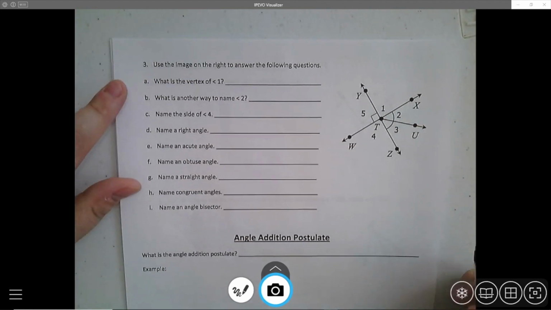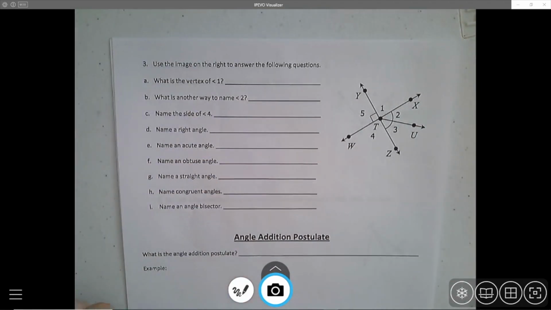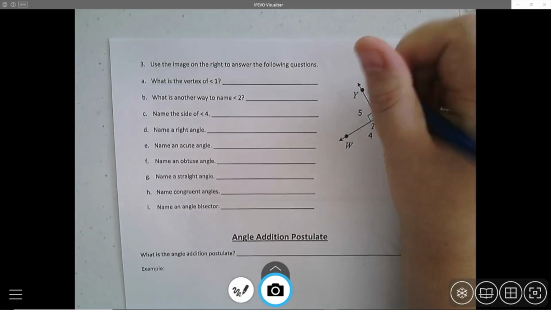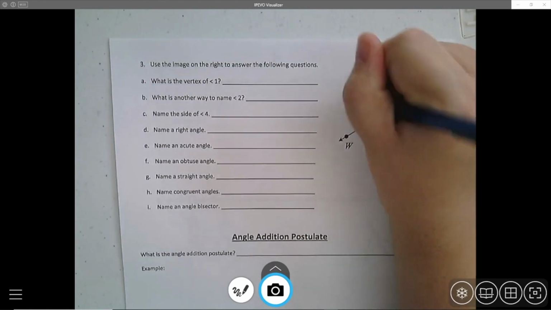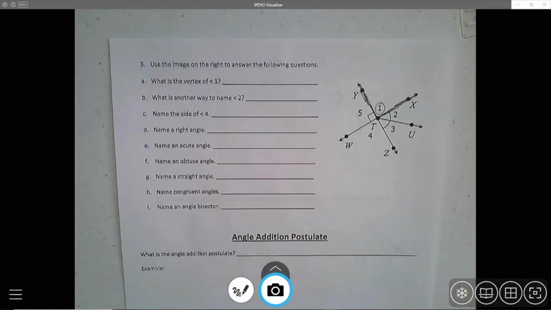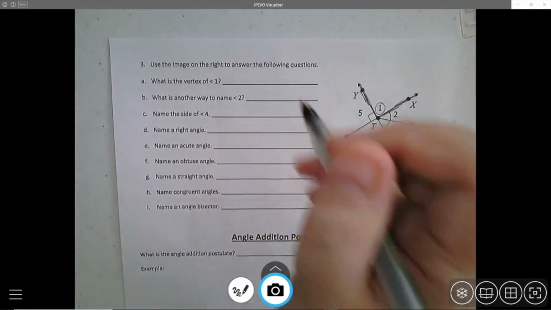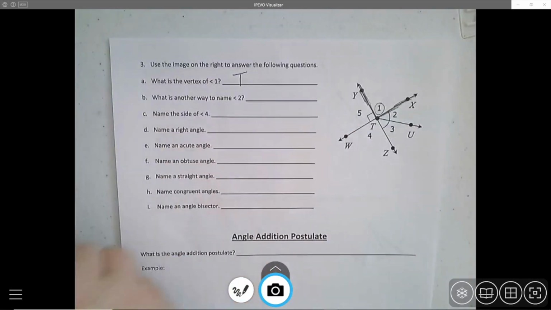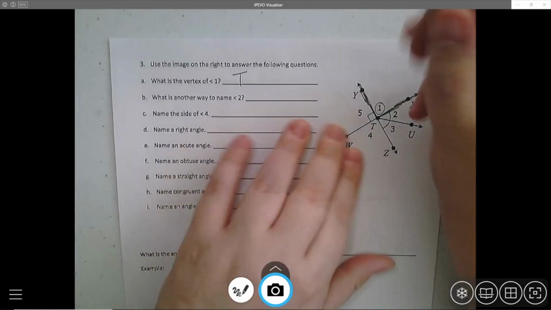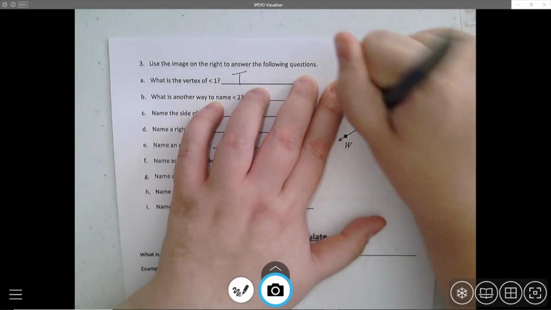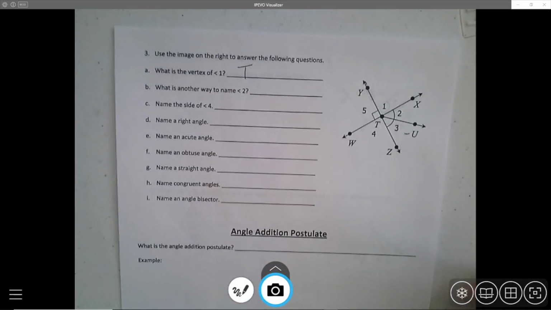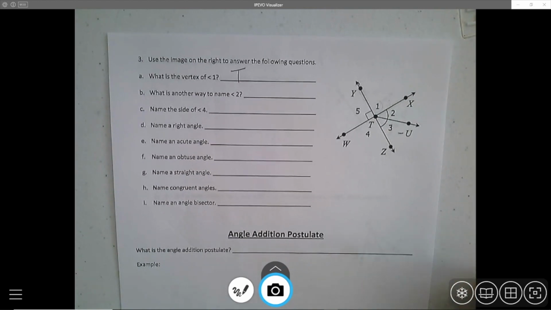Okay, going through this. What is the vertex of angle 1? So I'm going to take my pencil here. Here is my angle 1. It is inside of this top angle up there. I scratched over it with a pencil. The middle point of that is at T. That makes T my vertex. Why I did that in pencil is so I can come through and erase, so that I can deal with the same picture for all of these.